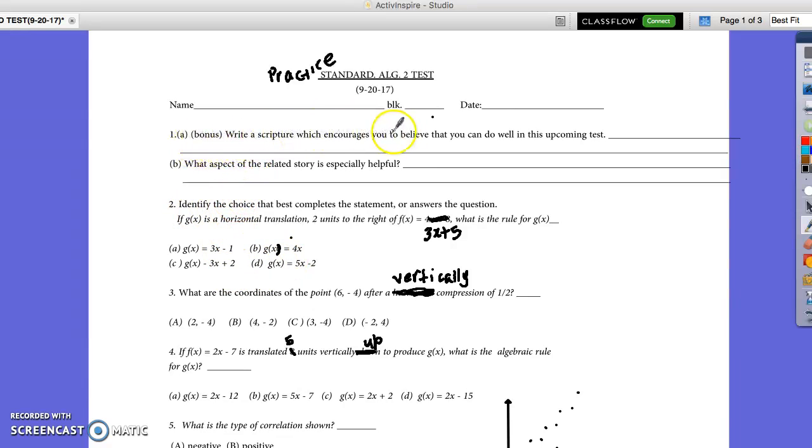First, it says, write a scripture which encourages you to believe that you can do well in this upcoming test. The test will be tomorrow. So this scripture is our wonderful Luke 1:37. And we always want to remember that we're not working by ourselves. Those are three important words I just wrote: for with God.